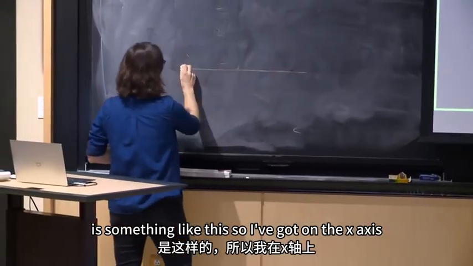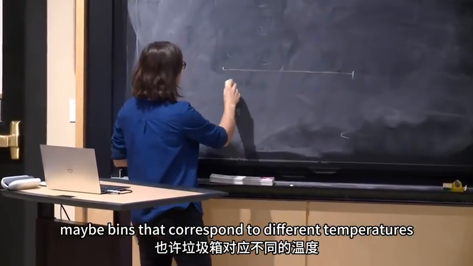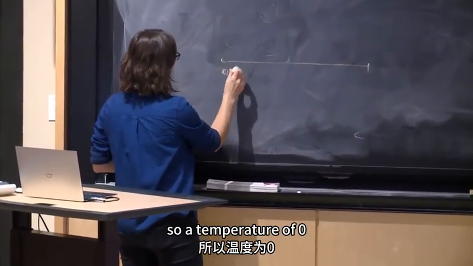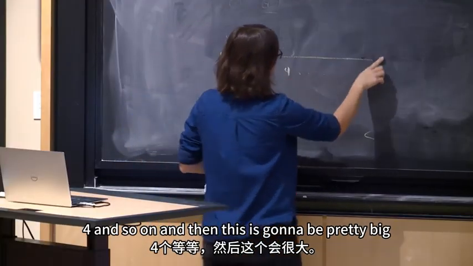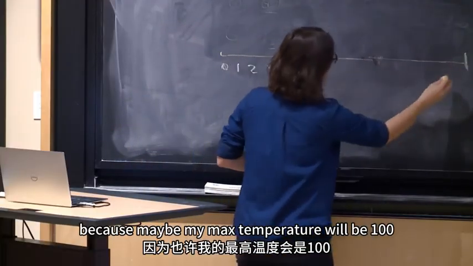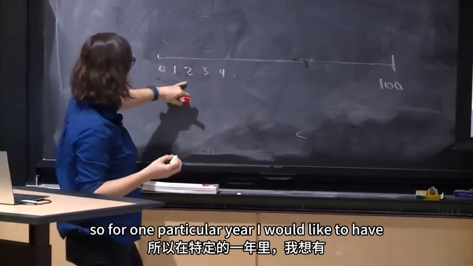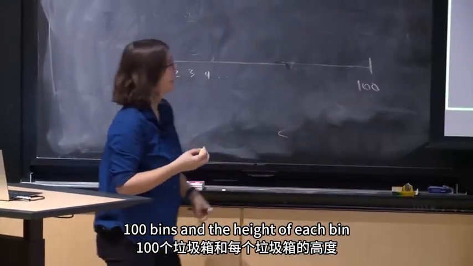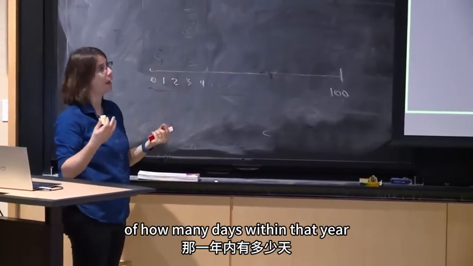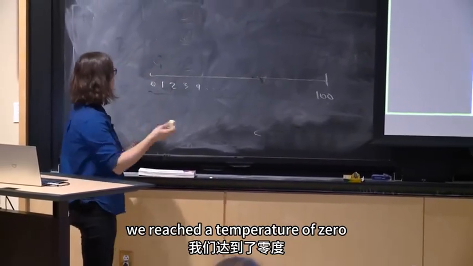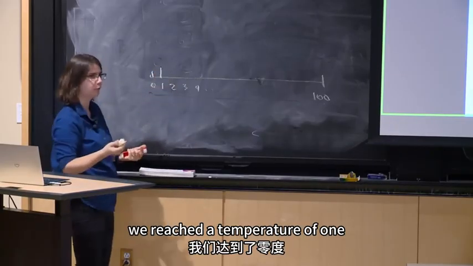On the x-axis I've got bins that correspond to different temperatures: a temperature of 0, temperature of 1, temperature of 2, 3, 4, and so on. This is going to be pretty big because maybe my max temperature will be 100. So for one particular year, I would like to have 100 bins. The height of each bin is going to be a count of how many days within that year we reached a temperature of 0, how many days within the year we reached a temperature of 1.